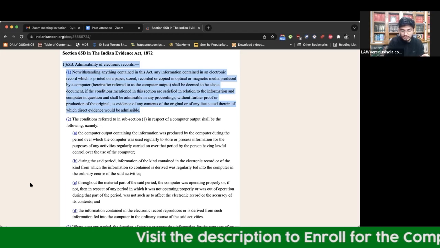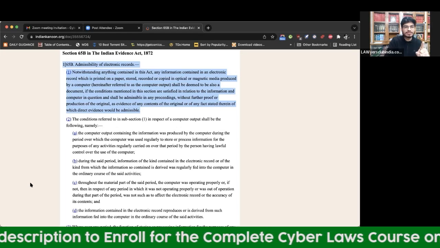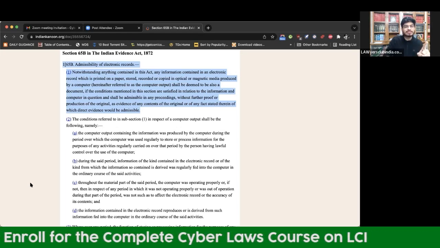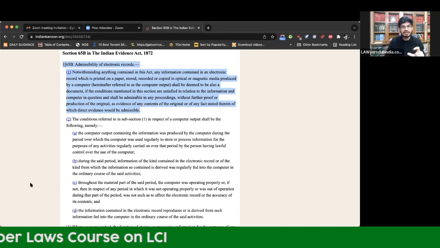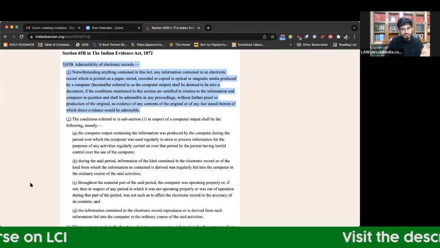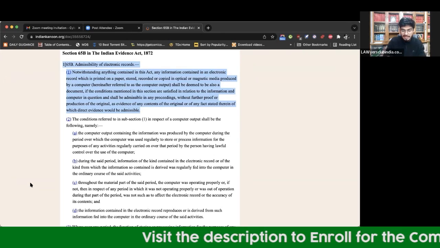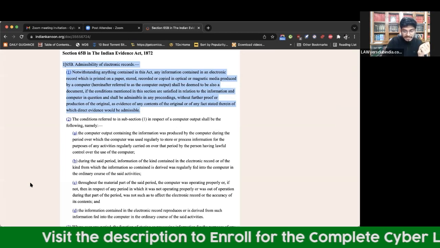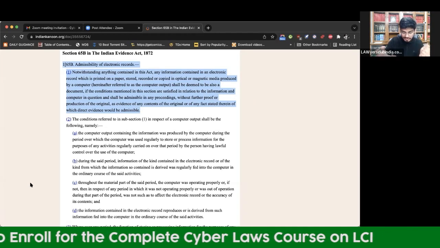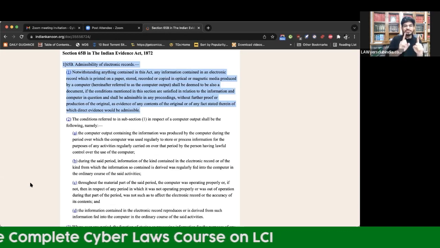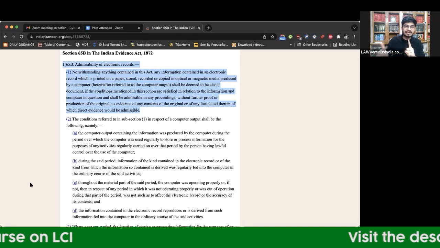Here it is important to note that first, the conditions that this section is talking about are the conditions in clause 2 and clause 5 of this section. There are two sets of conditions that you have to meet. When you fulfill them, you can bring the affidavit to the court. And also, it talks about the satisfaction of these conditions in relation to the information and the computer. It does not talk about the secondary device.